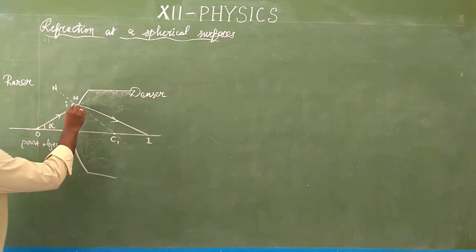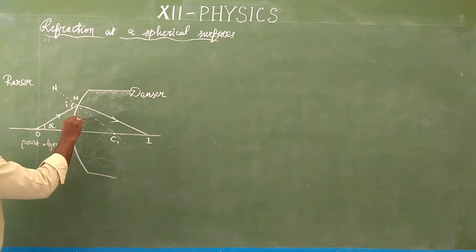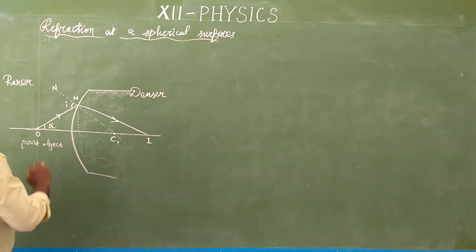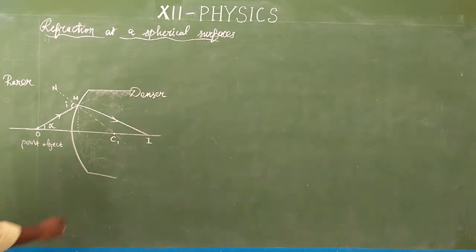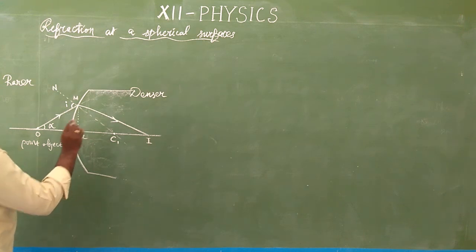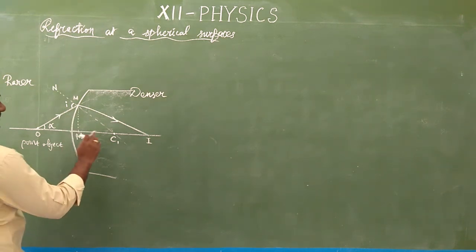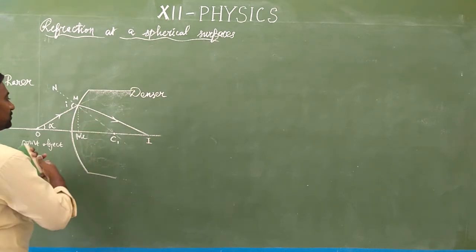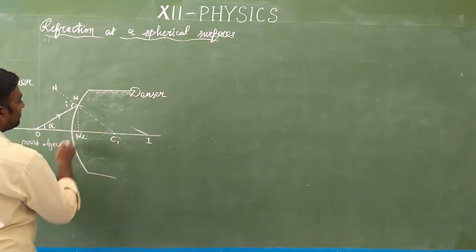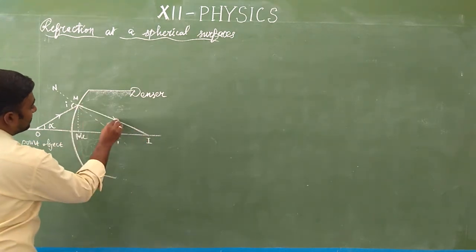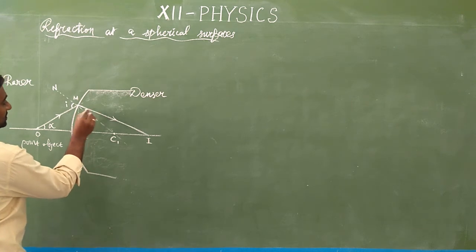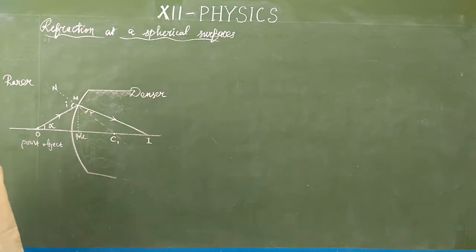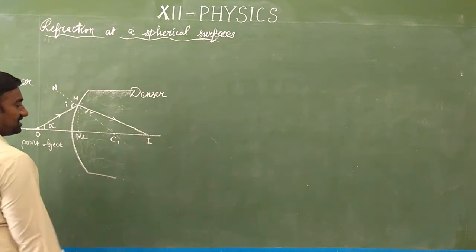And from the point of incidence, we draw a perpendicular line to the principal axis. It meets here, and this we consider as the pole. And another one, this is the refracted ray. The refracted ray makes an angle to the normal, which is the angle of refraction. So the image is obtained here.